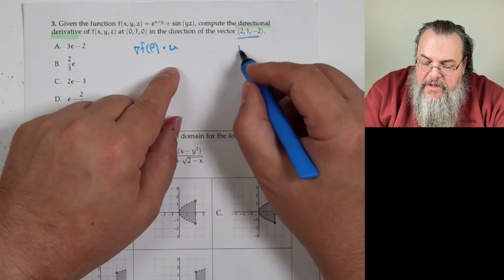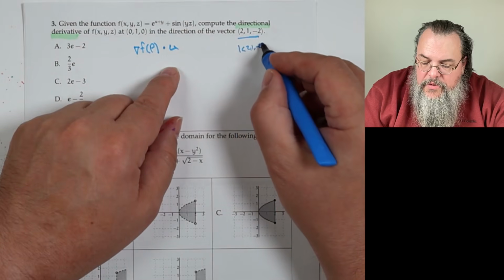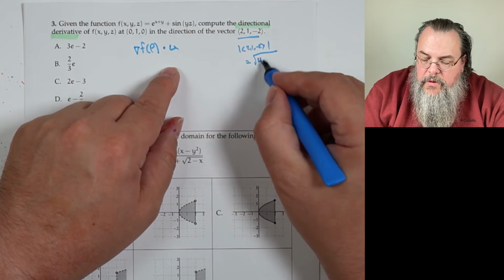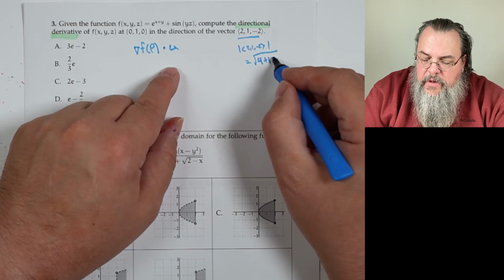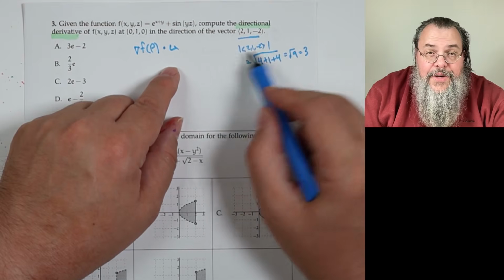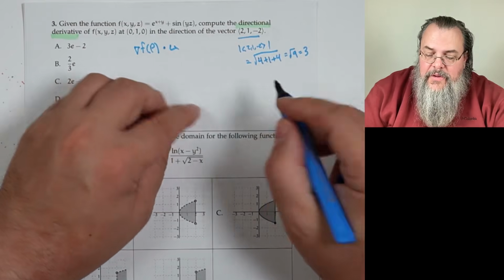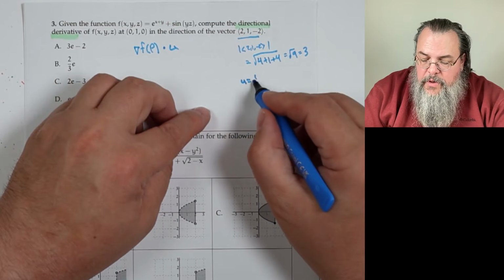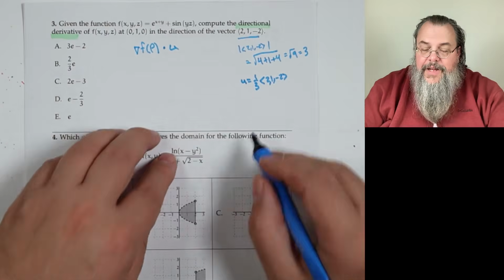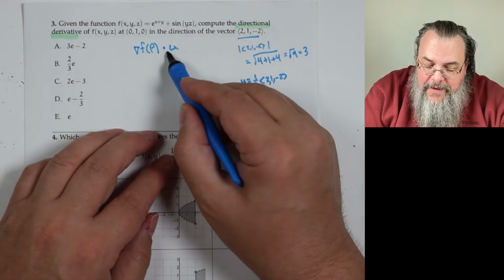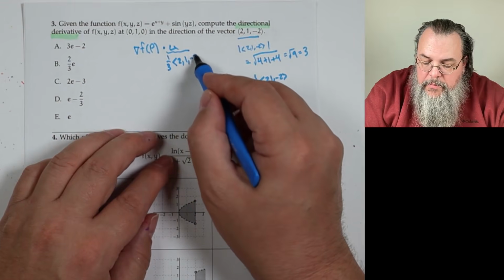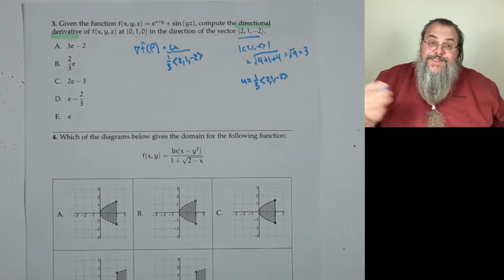So we're going to take the magnitude of (2, 1, -2). And if we compute that, that's the square root of 2 squared, 4, 1 squared, 1, negative 2 squared is 4. Square root of 9, which is 3. So this vector has magnitude 3. So u is 1/3 times (2, 1, -2). All right, good news. We have half of it. So we have 1/3 times (2, 1, -2). But we still have to do the other half.